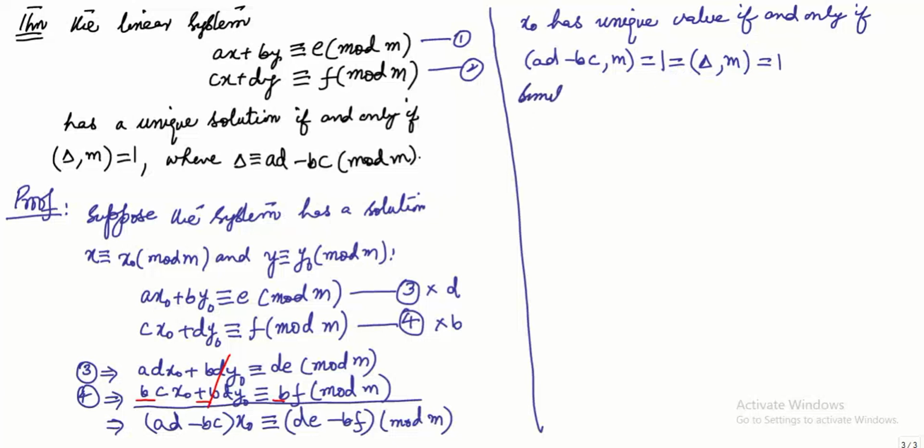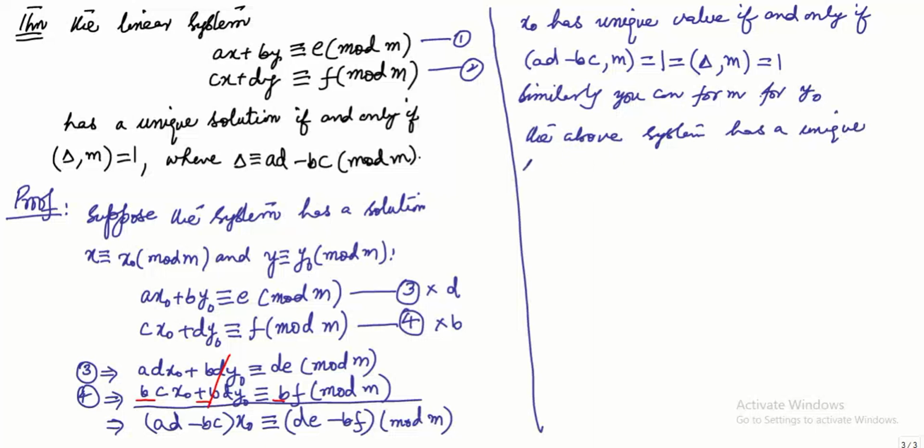Similarly, you can form equations for Y null. So the above system has a unique solution if and only if GCD of delta and M is equal to 1.